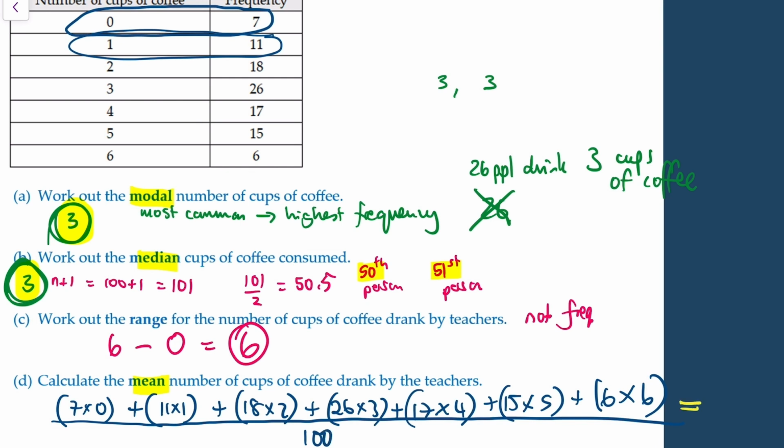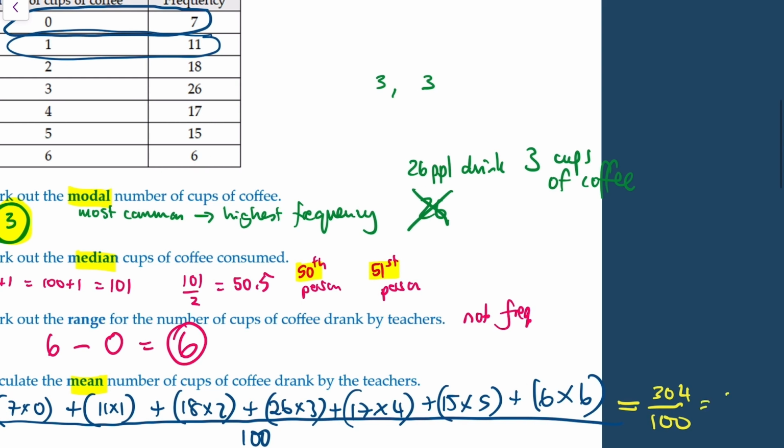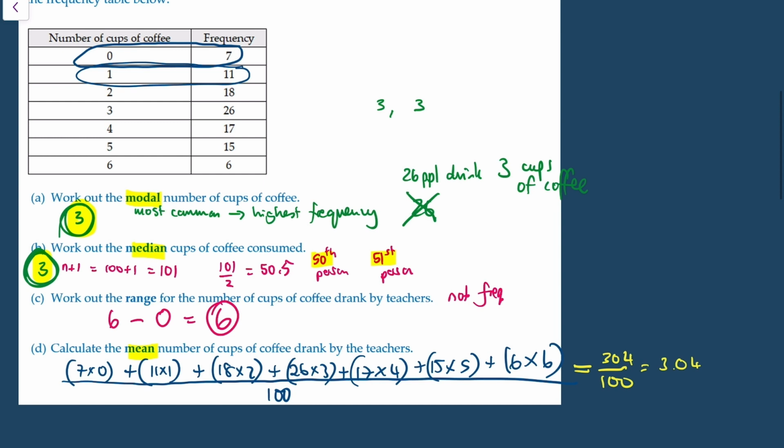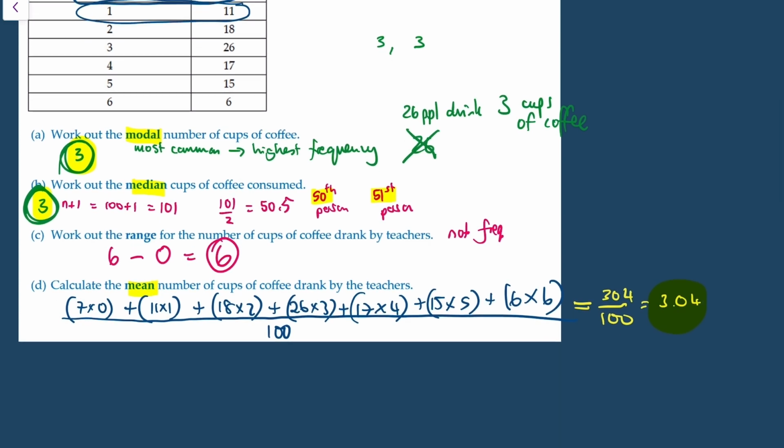And when you work that out on your calculator, you're going to get 304 divided by 100, which gives me roughly 3.04 cups of coffee. And when I compare that to my mode and my median, I'm happy because it's similar. It's very close to 3. Now I know you can't drink 3.04 cups of coffee, but we're going to leave it as 3.04 because that is the exact average.